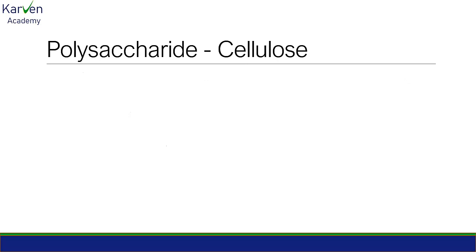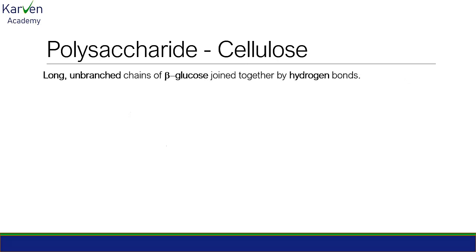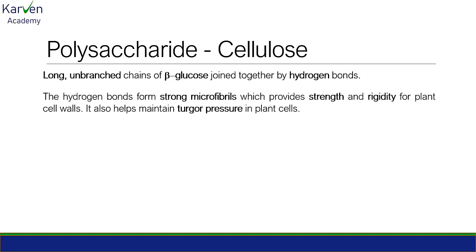Let's have a look at the polysaccharide cellulose. It is a long unbranched chain of beta-glucose joined together by glycosidic bonds. The hydrogen bonds are actually between the layers of the chains of beta-glucose. The hydrogen bonds allow strong microfibrils to form, which provides strength and rigidity for plant cell walls, and it helps to maintain turgor pressure in the plant cells.